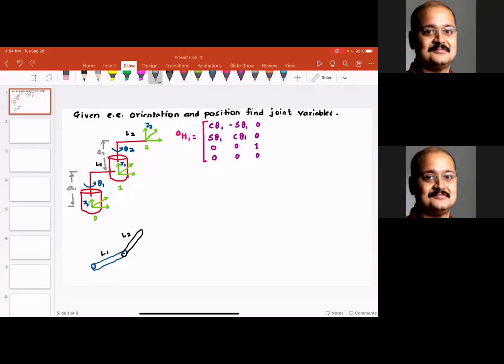That homogeneous transformation matrix is going to look like cosine theta 1, minus sine theta 1, sine theta 1, cosine theta 1, 0, 0, 0, 0, 1, 0, 0, 0. So this is going to look like L1 cosine theta 1, L1 sine theta 1, A1, and then there will be 1 over here.